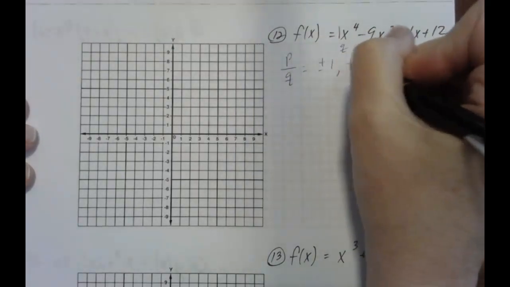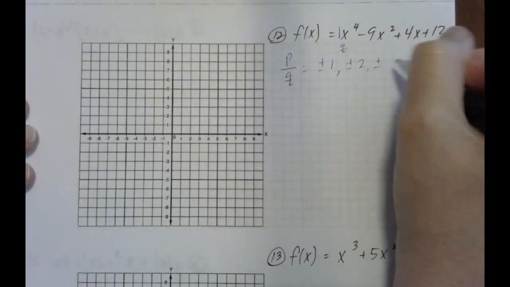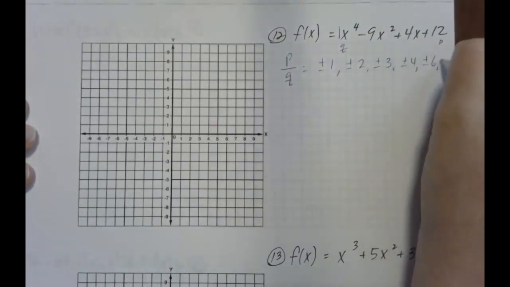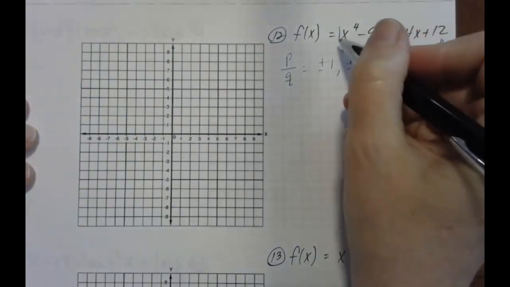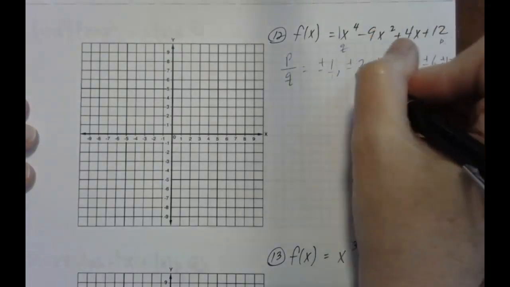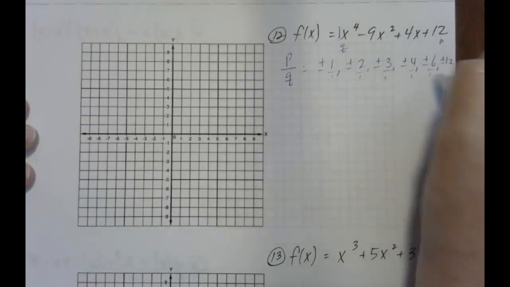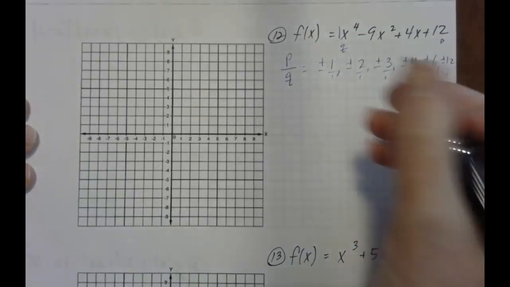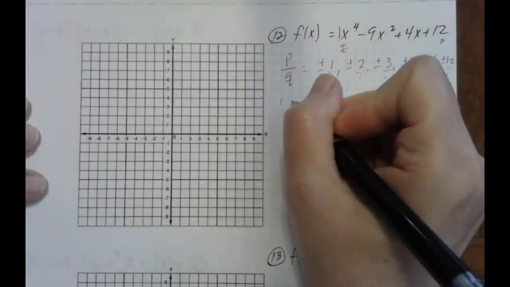Plus or minus 1, plus or minus 2, plus or minus 3, plus or minus 4, plus or minus 6, plus or minus 12. And remember, since q is 1, it's all over 1. Yay! Now, always start with plus or minus 1. Those are the easiest ones. Let's go with 1.